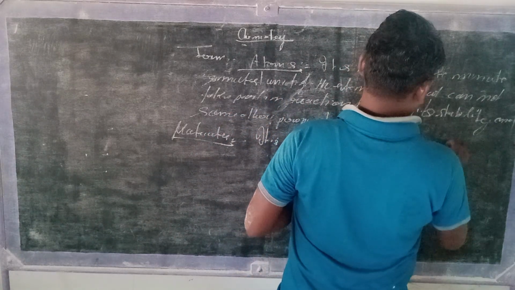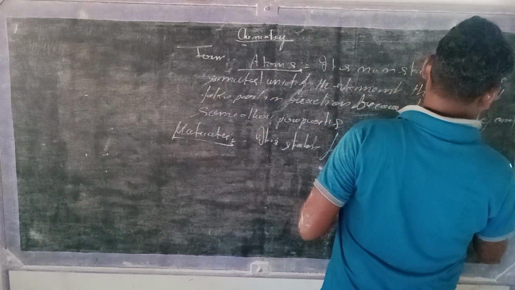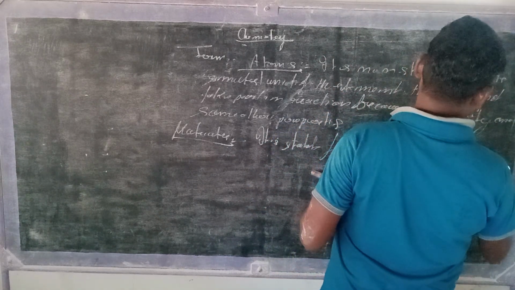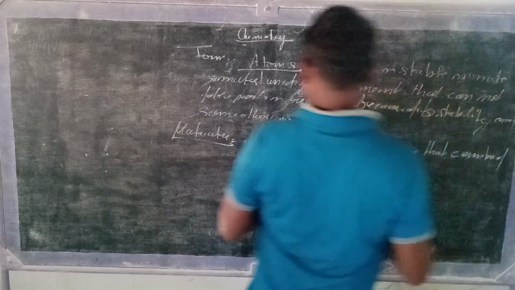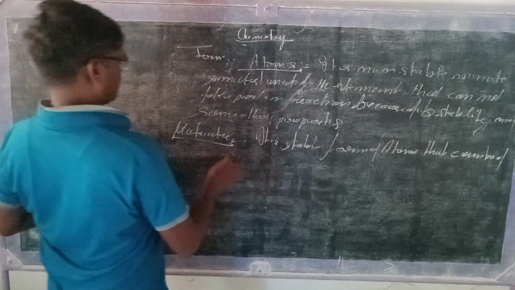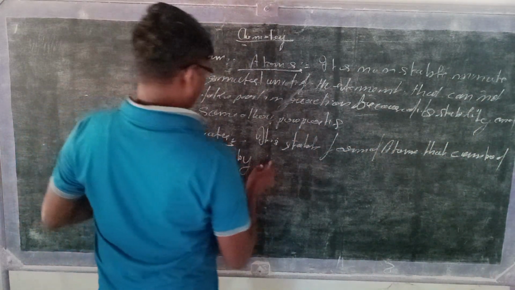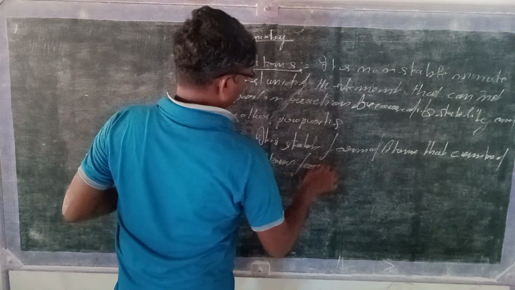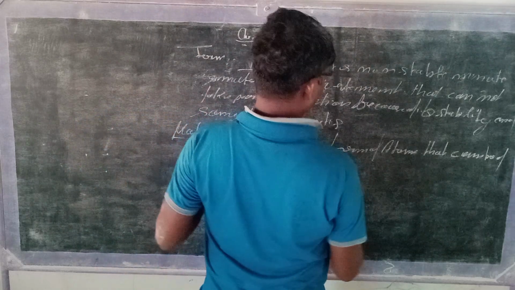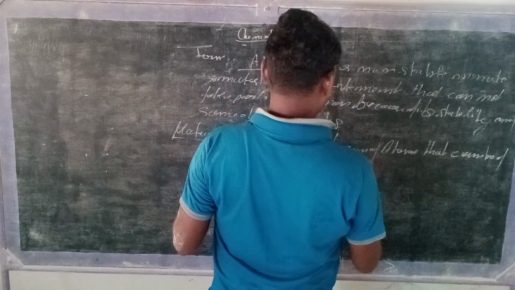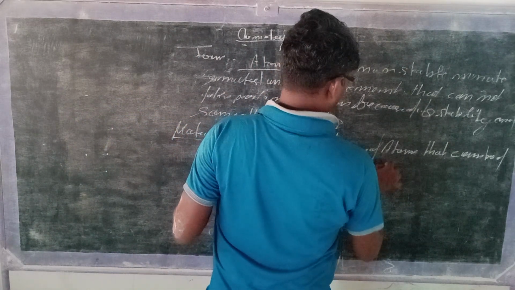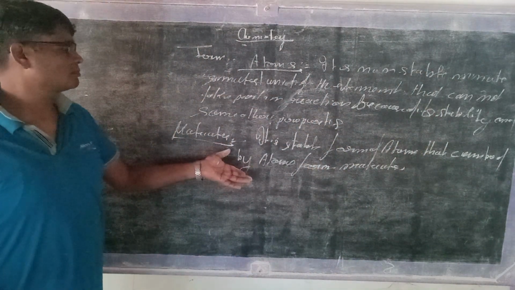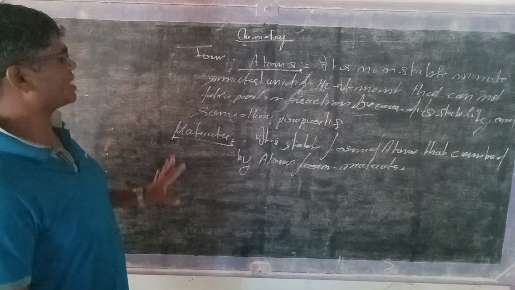A form of atoms that combine. Atoms combine to form molecules. I have told you that molecules are the combined form of atoms. Here I will give you an example.